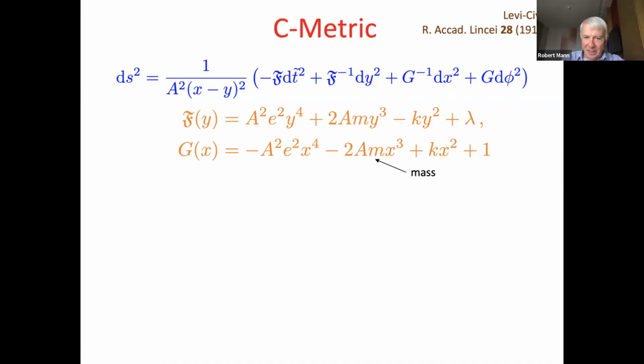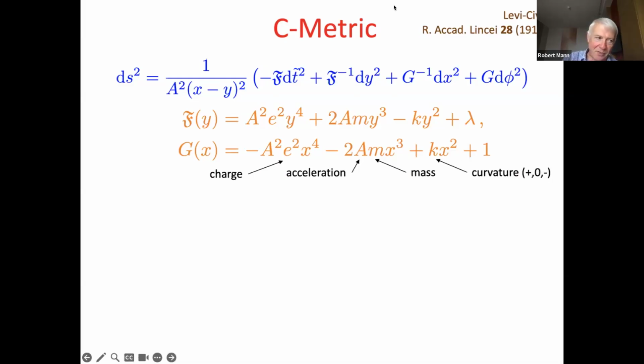And they showed that little m can be understood as the mass, a can be understood as an acceleration parameter, E is a charge, if you have a charge. This actually is a solution to the Einstein-Maxwell equations. And K is a parameter. Don't confuse it with the K I had a few slides ago. K is a parameter that expresses the curvature of the x-phi space as either positive, spherical, zero, like a plane or a torus, or negative, like a hyperbola.